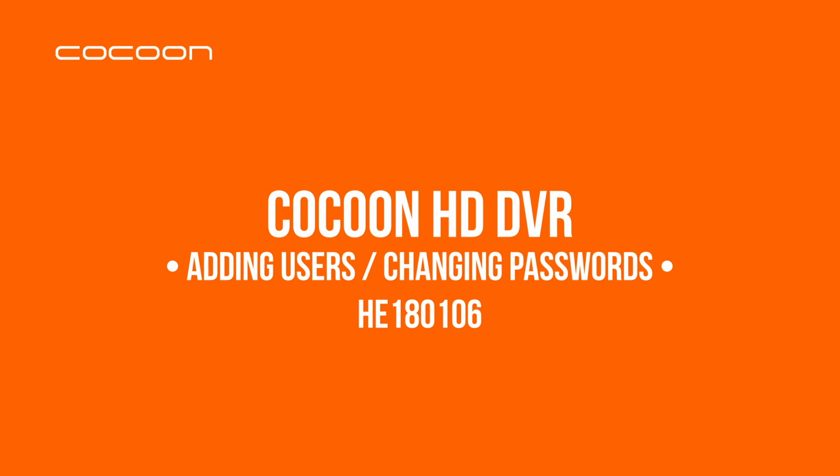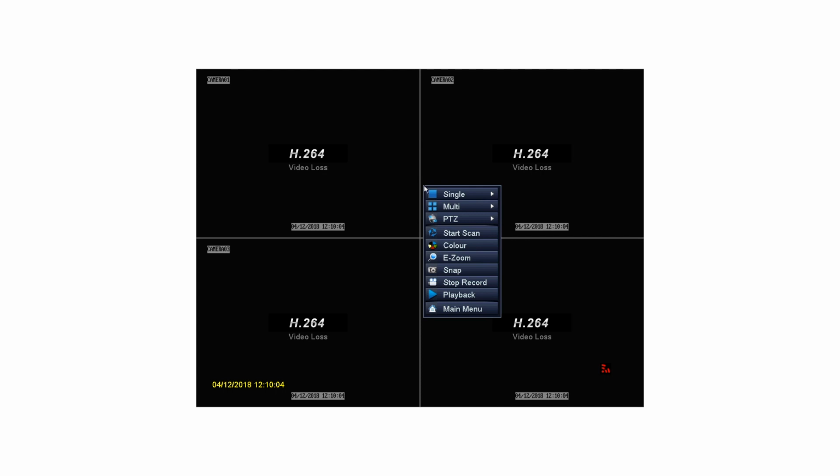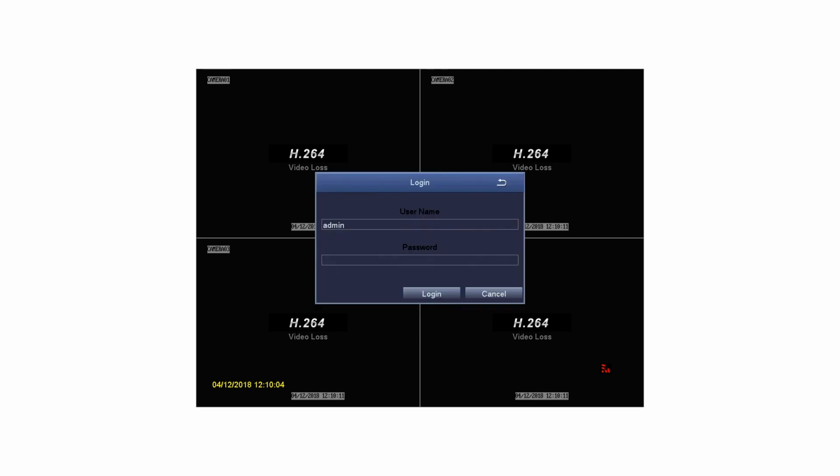Today we'll be showing you how to add a new user and change the password on your DVR security system. Right-click the mouse while on the viewing screen. This will show the pop-up menu for quick access. From the pop-up menu, highlight and click the main menu option.